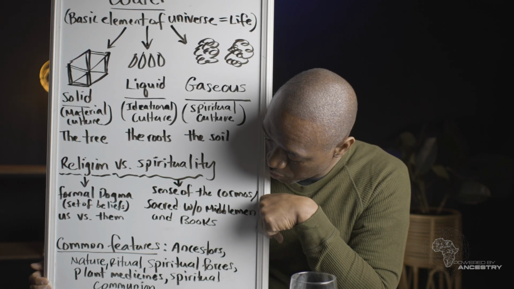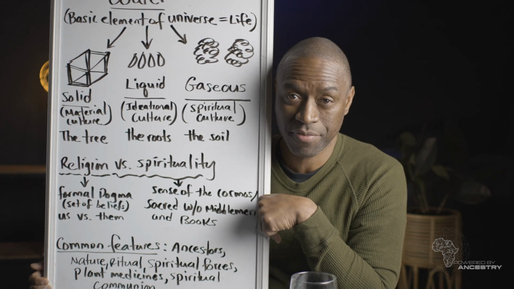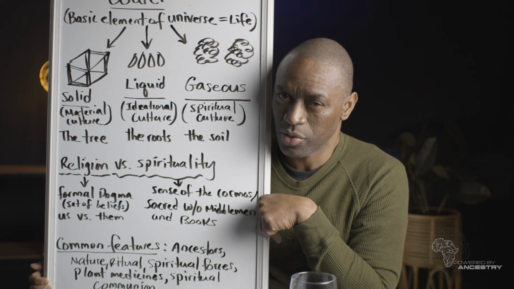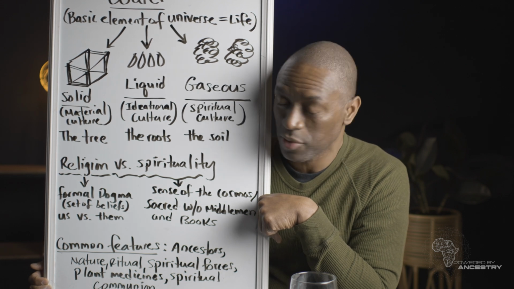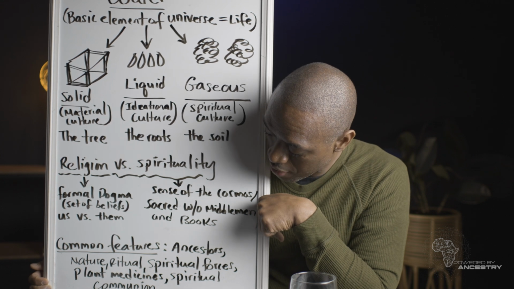Another feature of African spiritualities is certainly the use of medicines, plant-based medicines, again tapped from nature. So both the materials from nature, like plant medicine used for healing and therapeutics, but also the spiritual forces that animate those plants and those other physical features are notable and common features of African spirituality.